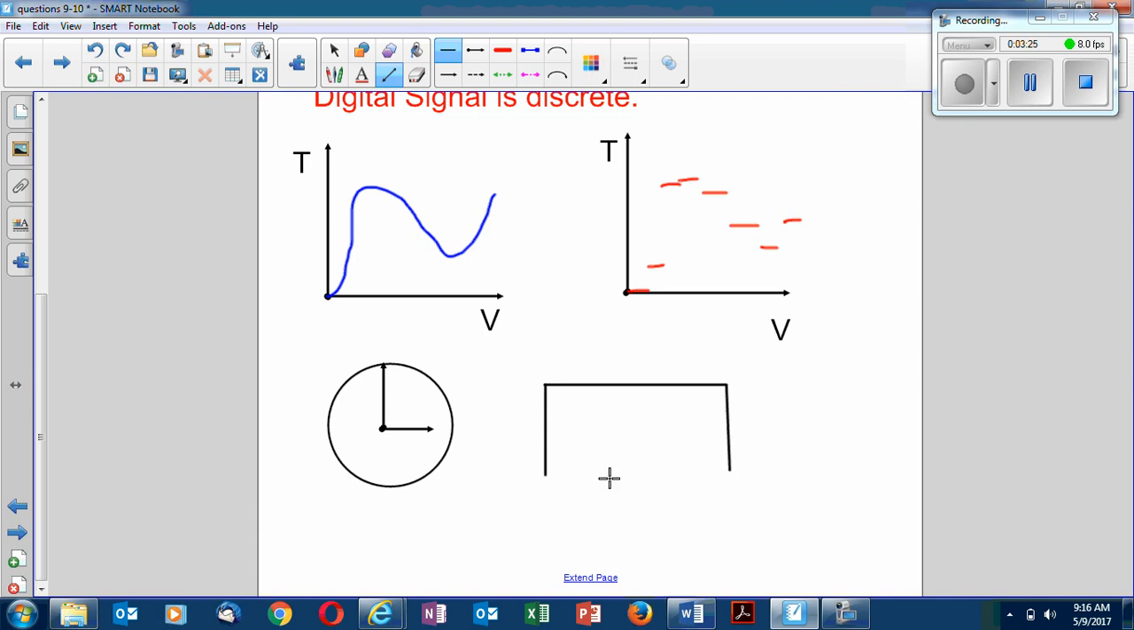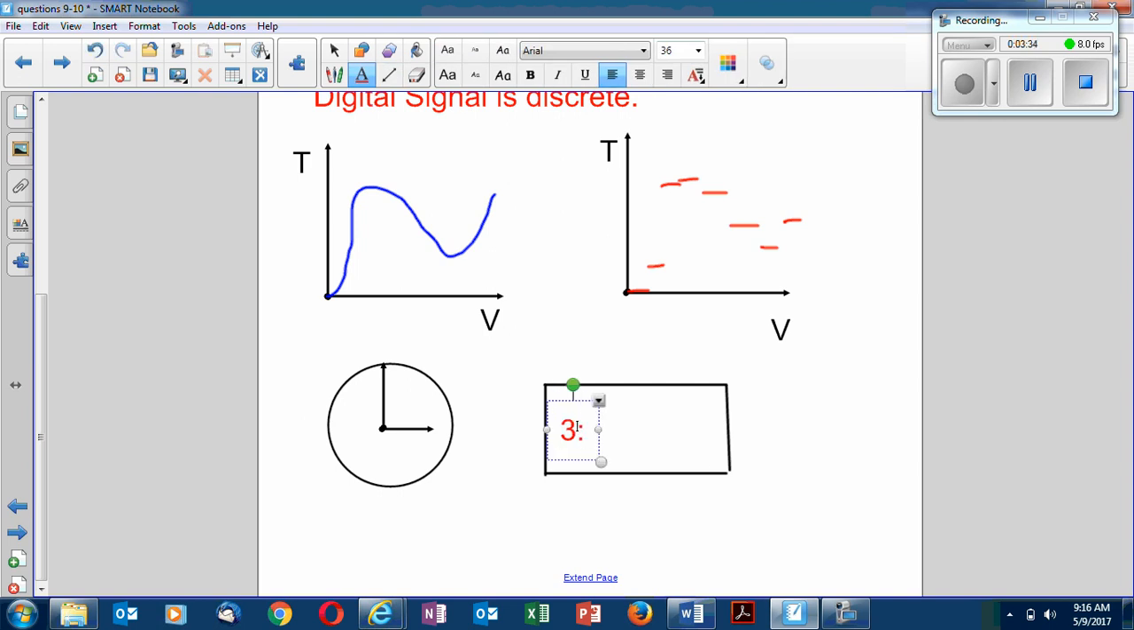At exactly 3 p.m., it will give you a value of 3. And that value will stay at 3 until 3:01. The only way to change that would be to physically change the makeup of your clock.